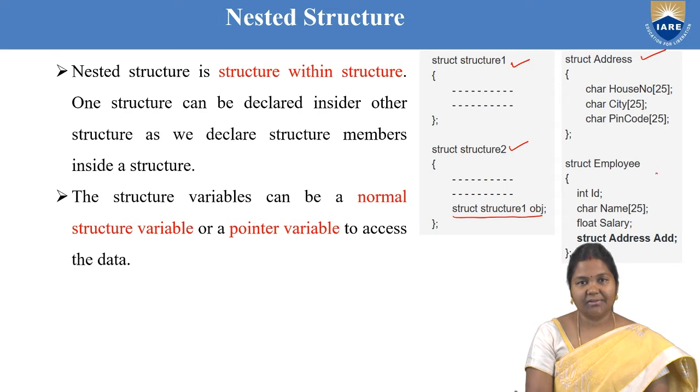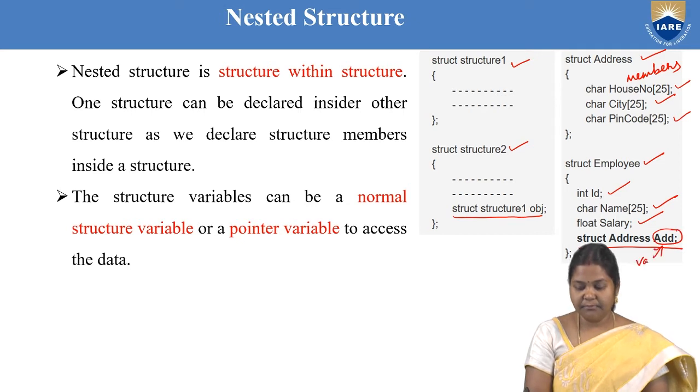Suppose address is a structure. You know that a structure can contain heterogeneous data. So here we have house number, city and pin code. These are the members of the structure. This structure is embedded or nested inside another structure called employee. Inside the employee structure, we have the ID of the person, name and also the salary, and along with these, the address structure is also embedded, and add is here a structure variable. This structure variable is called a normal structure variable.